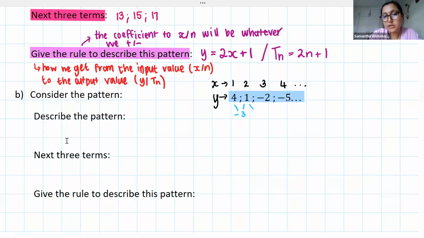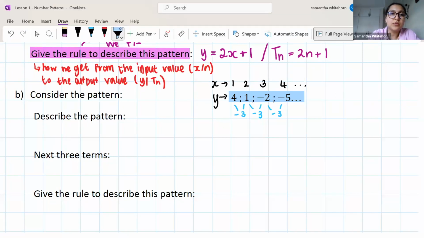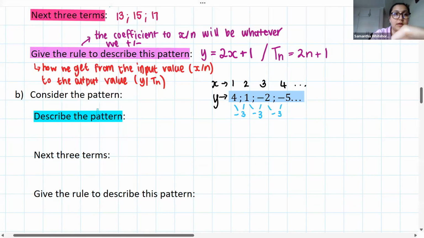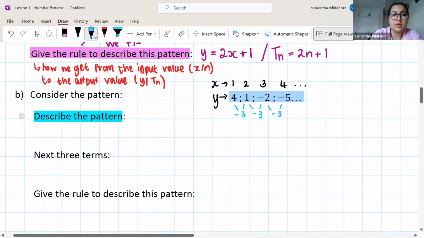Well, 1 minus 3 is -2, so that's true. And -2 minus 3 is -5. So this is true. Because I'm subtracting the same value each time, it means it is linear. But now I know exactly what's happening in my pattern. This also means that I'm now able to answer the question of describe the pattern. Now I know what's happening, I can describe it.